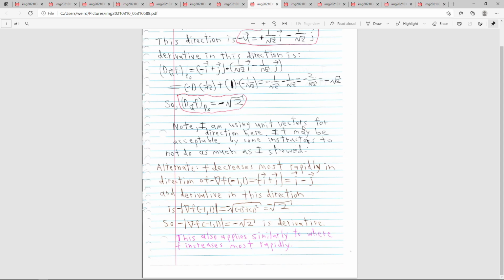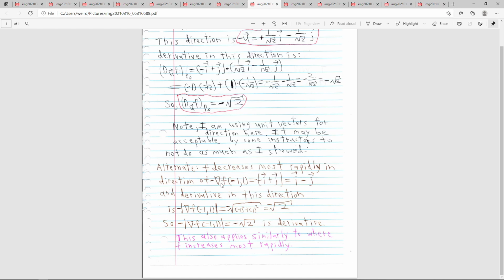Now, I'm using unit vectors for direction here. It may be acceptable by some instructors to not do as much as I showed, so you basically go by whatever your instructor wants. If he shows only the one method, use that method. If he shows this way, it's easier. You get the same derivative value, it's just that the direction is kept simpler. It's not unitized, basically.